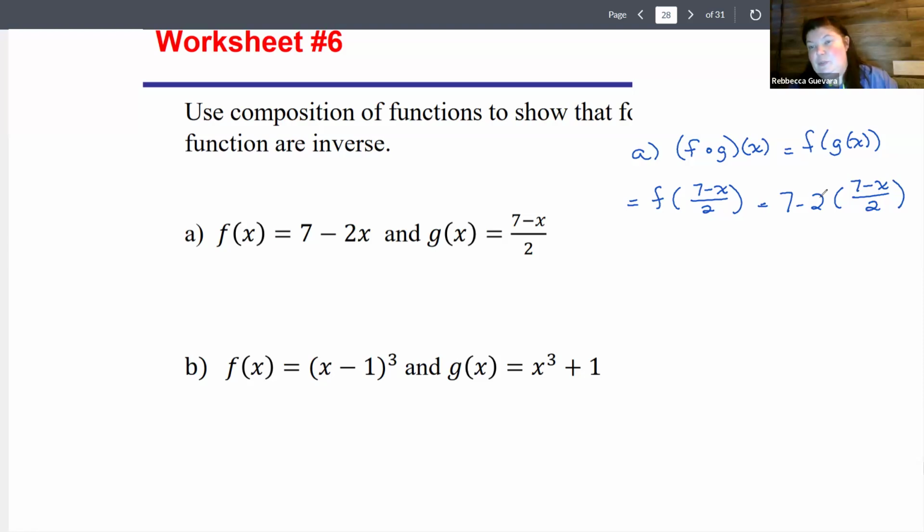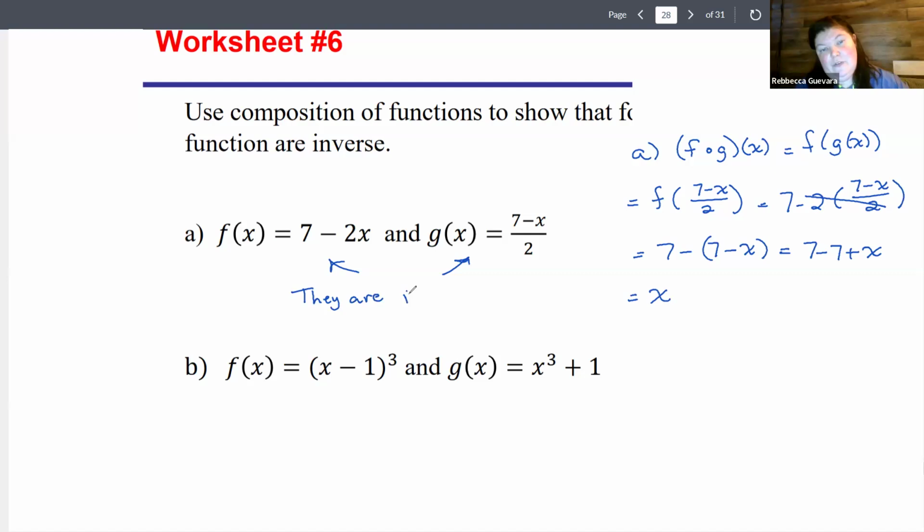So we see this multiplying by 2 and this division by 2 cancels. So I'm left with 7 minus 7. So let's do this actually, because I was subtracting this term here. So it's 7 minus x. I distribute that negative through. It is 7 minus 7 plus x. And this equals x. These functions are inverses of each other.